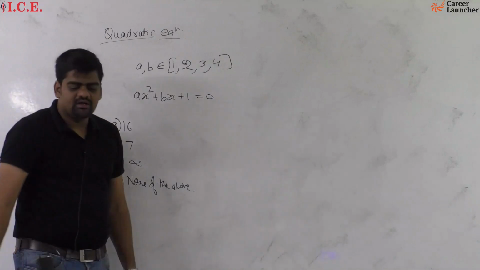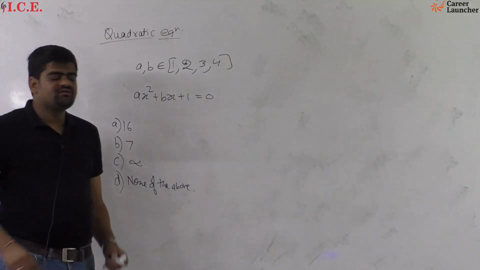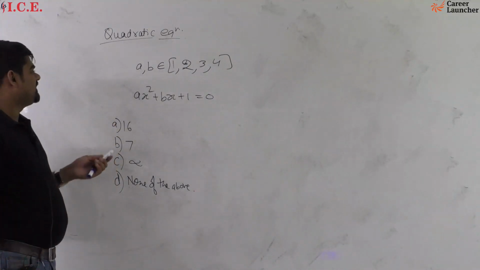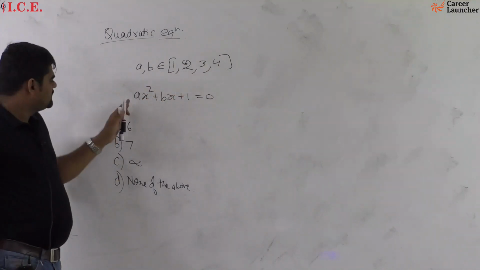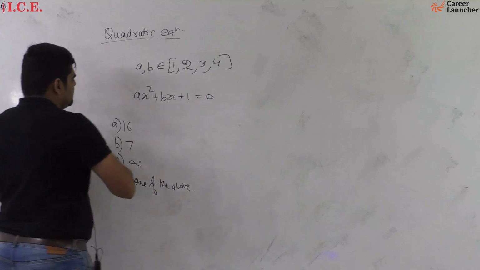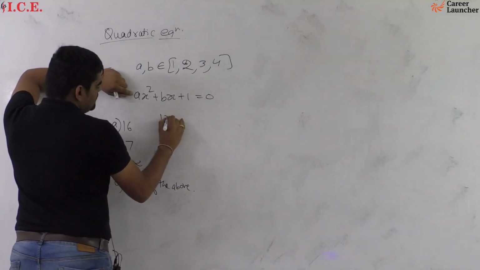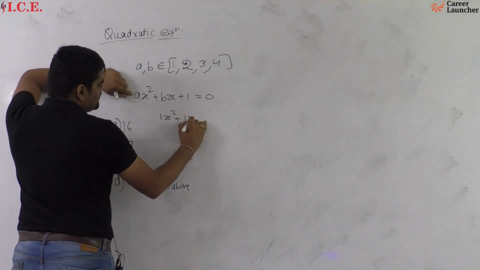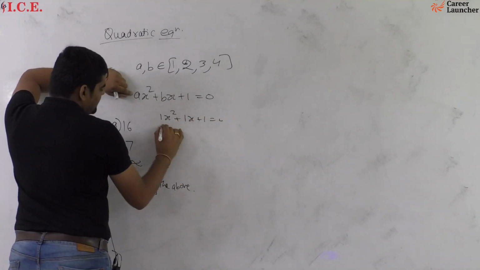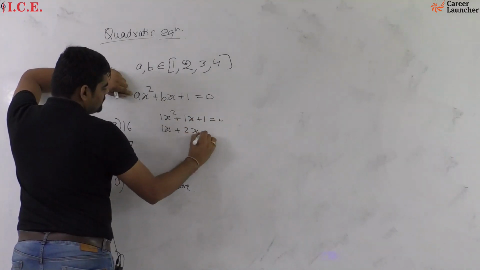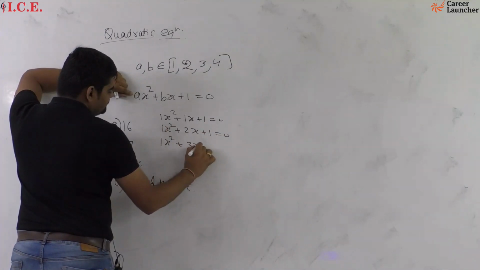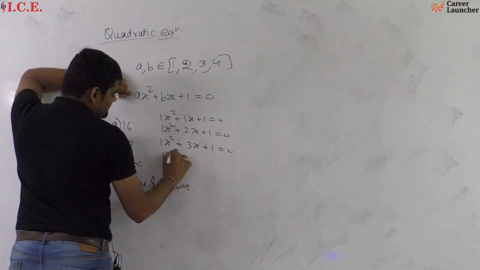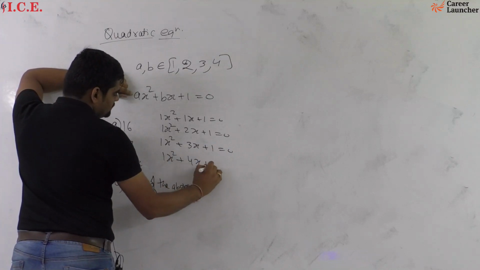So when I am saying infinite is wrong, one important thing is a and b can have only 1, 2, 3, 4, right? So what are the equations you can form? I can put a equal to 1 and b equal to 1, the equation will be this. Another equation will be a equal to 1, b equal to 2. Third equation will be a equal to 1, b equal to 3. The fourth equation can be a equal to 1, b equal to 4.